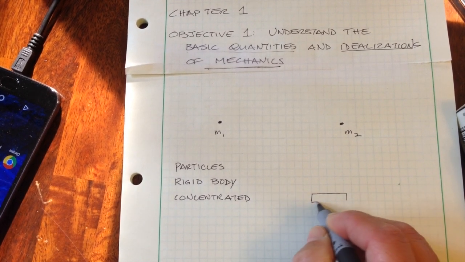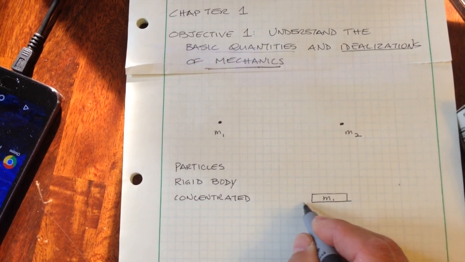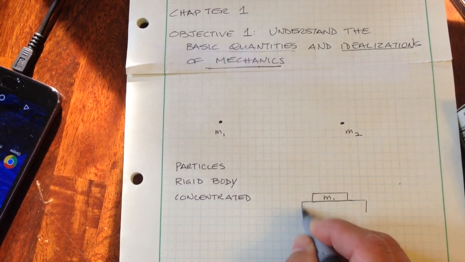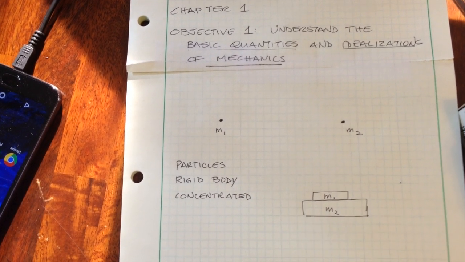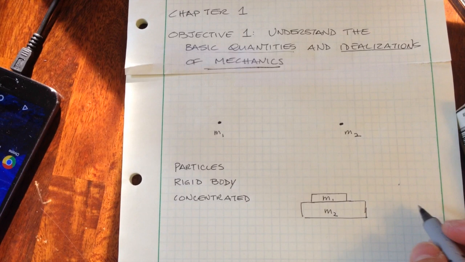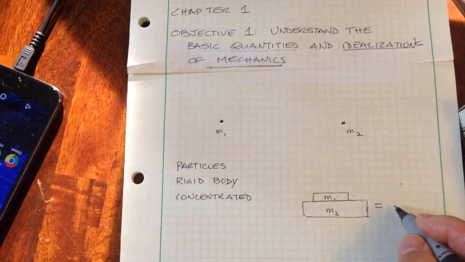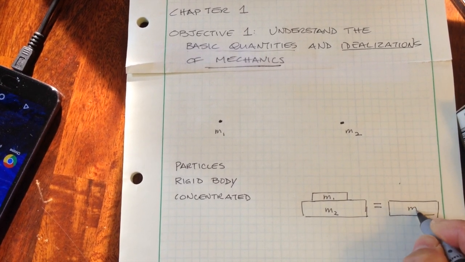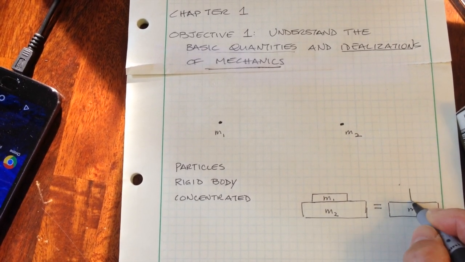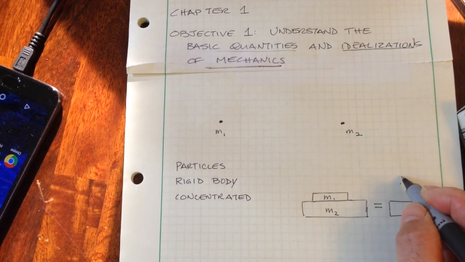I have my Altoid box here. Let's call that M1. It sits on the box of staples. It has M2. And we can say that in effect, it's equivalent to saying that my box of staples has a concentrated load due to the Altoid box.